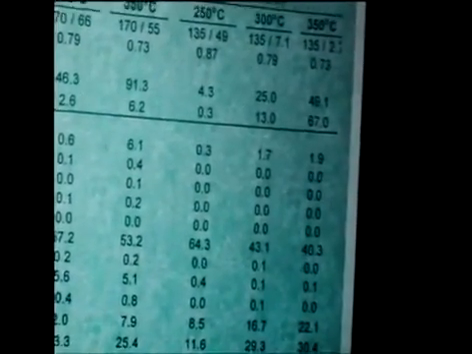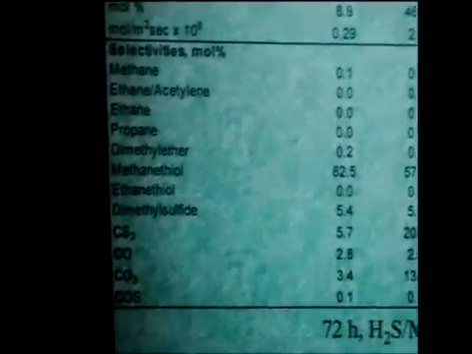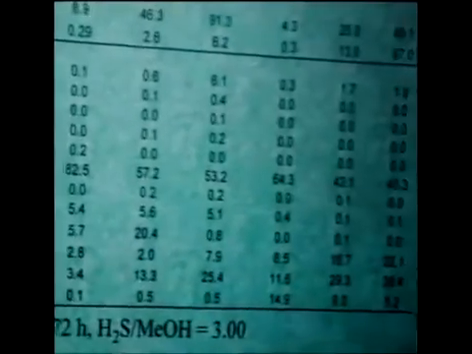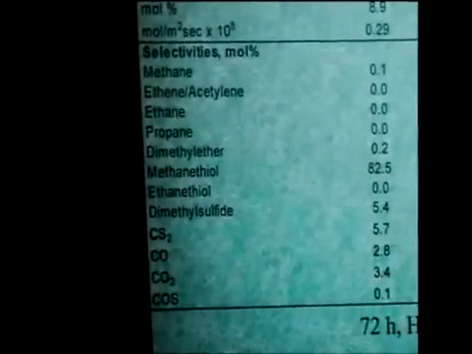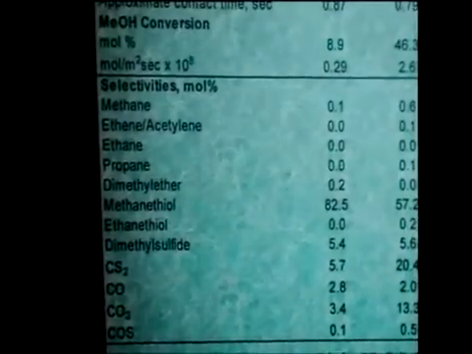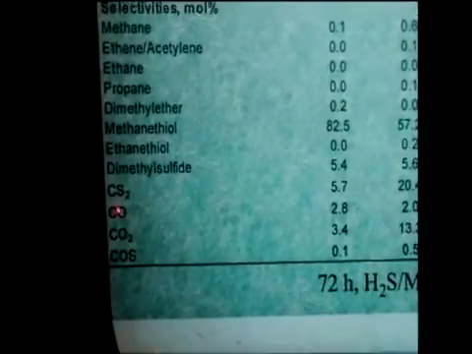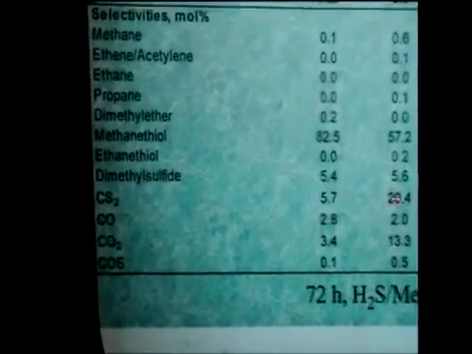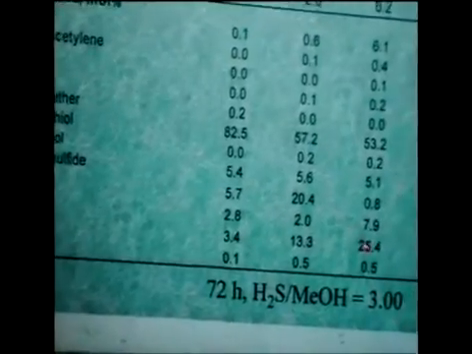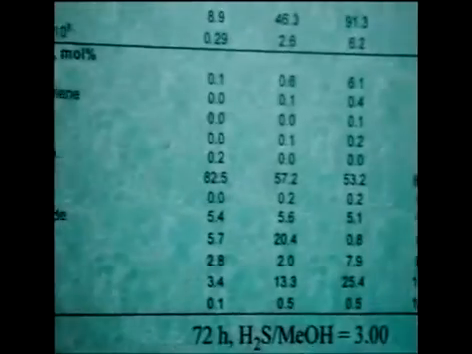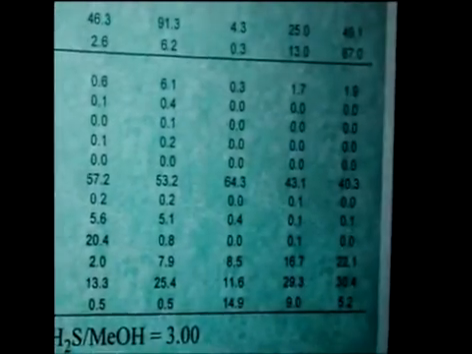The second thing is to look at what's causing the decrease in selectivity. And it looks like it's not the traditional byproducts, which would be dimethyl ether and dimethyl sulfide. Those remain fairly constant over the whole temperature range. What's happening is we're forming more of these single carbon products, like CS2, CO, CO2, and COS, especially CS2 and CO2 in the case of the lanthanum material. So again, if there was a way we could eliminate production of these products, we would have fairly selective catalysts.